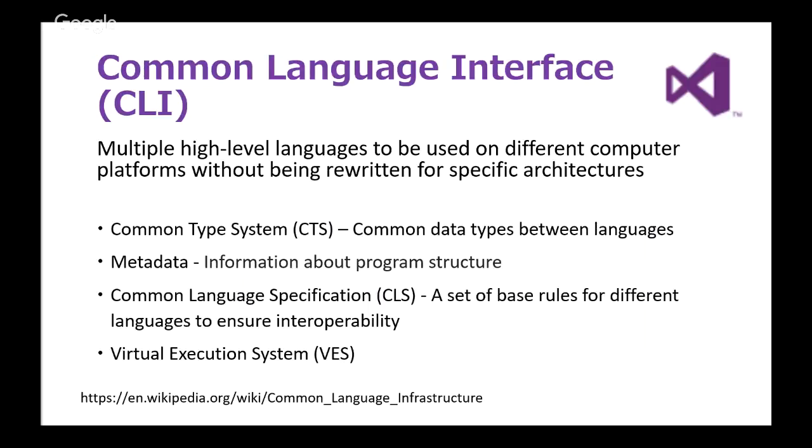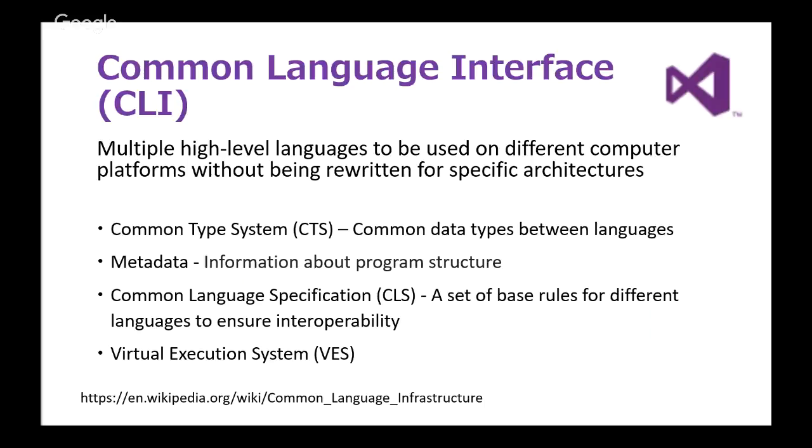Then let's start from the smallest one, the Common Language Interface, CLI. So I don't want to read, but let me read anyway. Multiple high-level languages can be used. In this case, we are talking about C#, F#, VB.NET. So we have multiple types of languages supporting .NET.